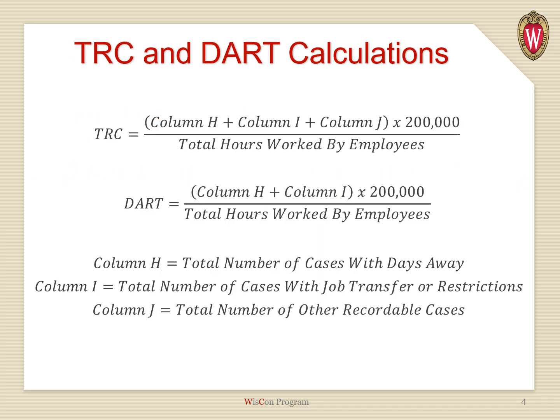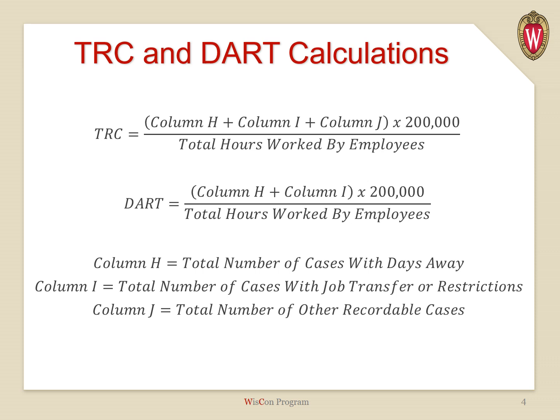You want to have a copy of the most recent Summary of Work-Related Injuries and Illnesses, also known as OSHA's Form 300A, available when calculating both your TRC and DART. This form should be created at the end of each calendar year using information from the establishment's Log of Work-Related Injuries and Illnesses, or OSHA 300 log.